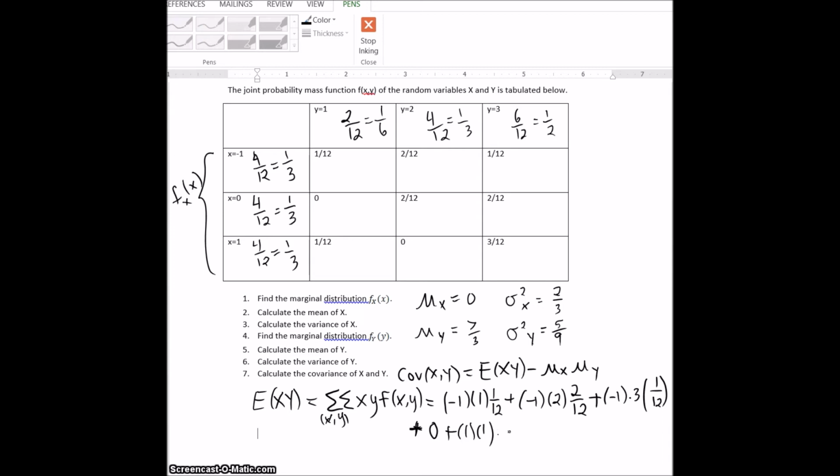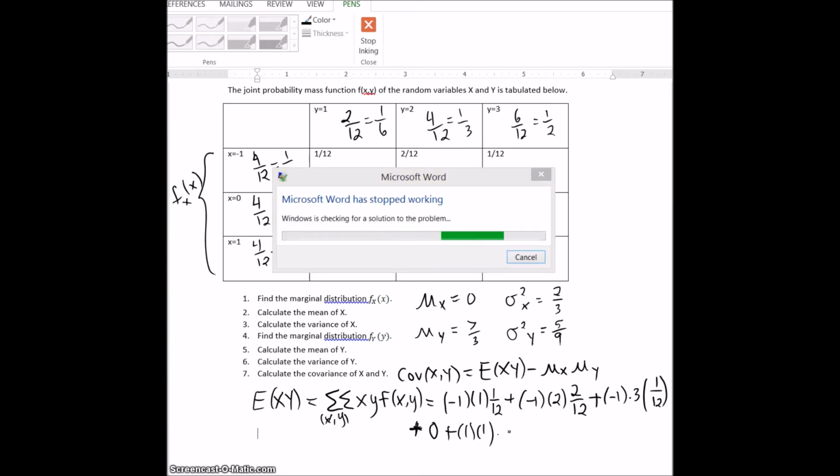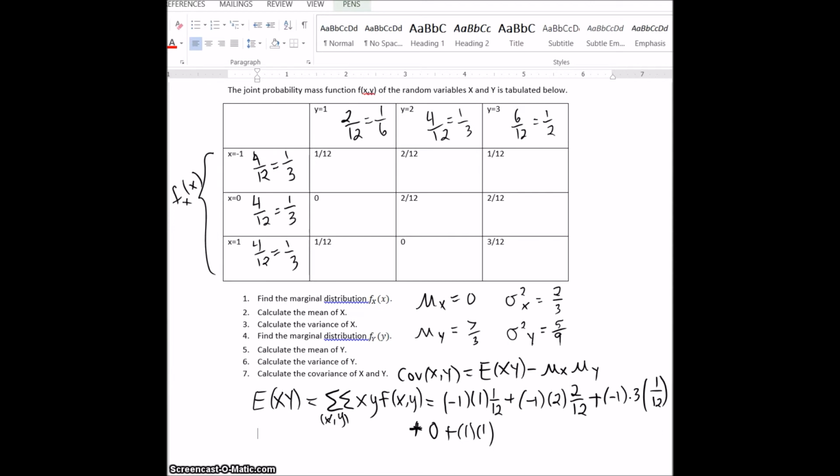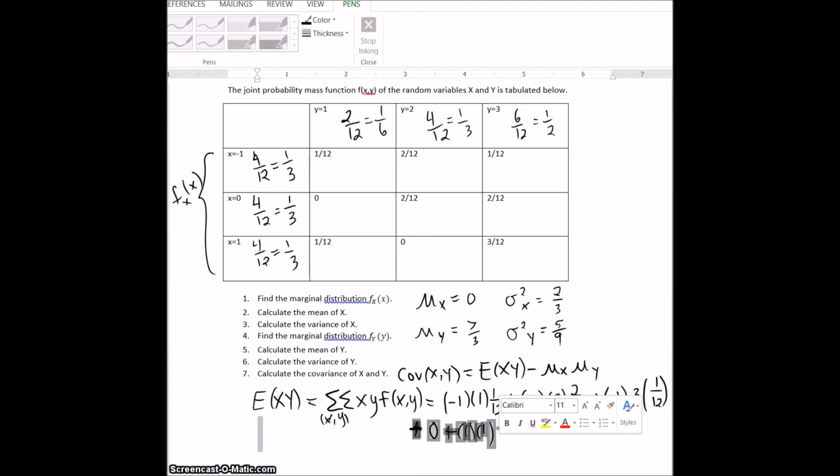Whoop, somehow I lost my, oh, no. Oh, yeah, it recovered. Okay. So let's see, I have x equals 1, y equals 1, and the probability that happens is, whoop, let me stop this one. Okay, so finally. Okay, fourth time's the charm.